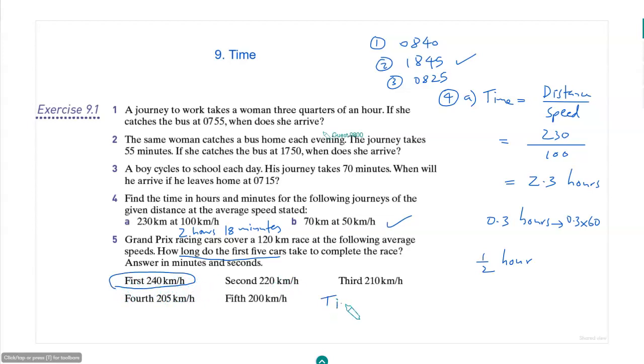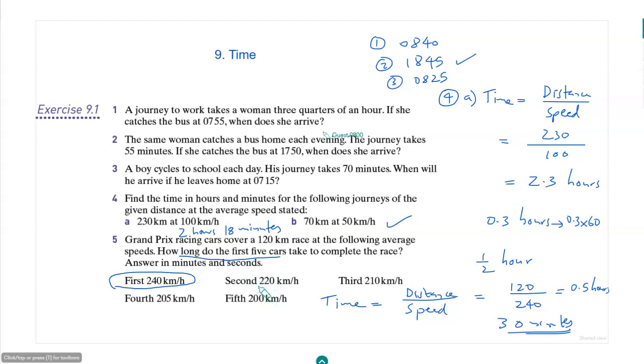For the first, you need to find the time, right? Time is distance by speed, so the distance is how much? 120. Speed is 240. So you'll get 0.5. What is the unit? Hours. So what will be the answer in minutes and seconds? 30 minutes. Okay, let's do just one more.